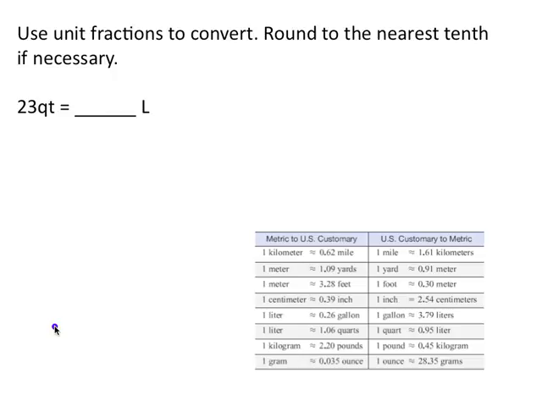We need to use unit fractions to convert and round to the nearest tenth if necessary. So we're trying to change 23 quarts into liters. So we're switching back and forth here. Quarts are in the US system, liters is in the metric system. And down here I have the table for you for switching back and forth between the two systems.